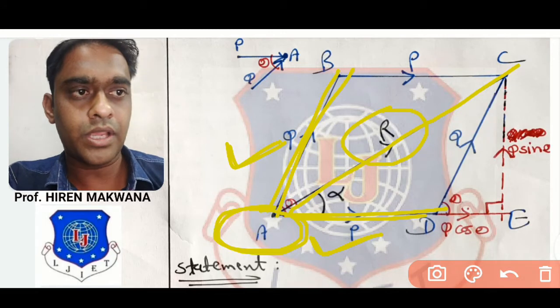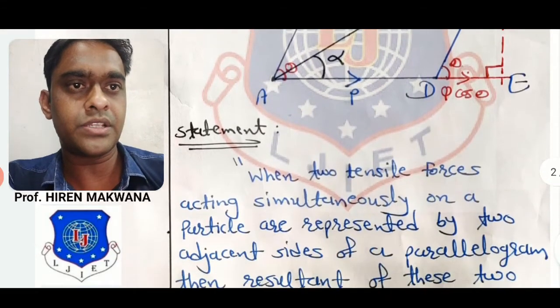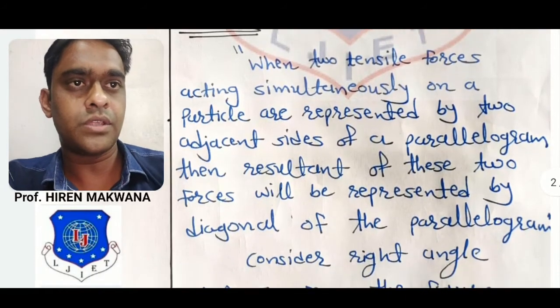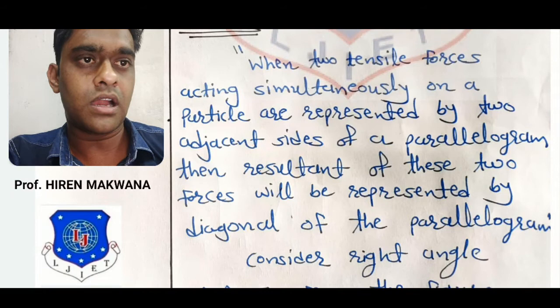Clear? Okay, so this statement is already written over here. You can check this. When two tensile forces acting simultaneously on a particle are represented by two adjacent sides of a parallelogram, then the resultant of these two forces will be represented by the diagonal of the parallelogram.